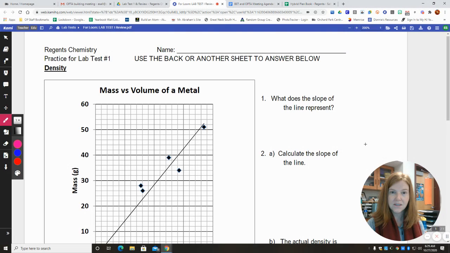The one big difference on this particular review sheet: we gave you the graph. On the lab test, you need to make the graph. We are going to give you data, graph paper, and a ruler, and you have to create the graph exactly like what you did when you did the density lab, okay? So just know that I think that is honestly the big change. There might be other little things here and there, but it's the same.